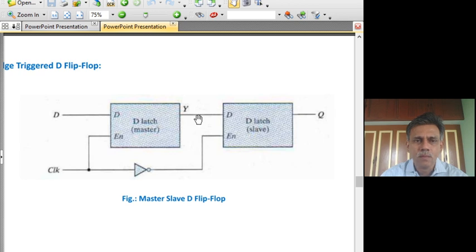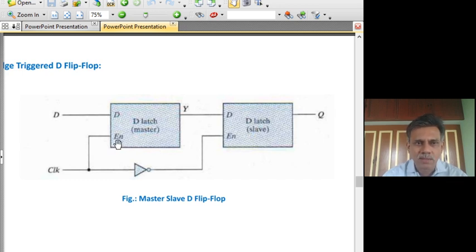So whatever value is stored in the master will also be present in the slave and it will be available at Q. So this is what will happen when the clock is 0. This is like a no change case. Now when the clock goes to 1 from 0, the master is enabled and roughly at the same time the slave is disabled.